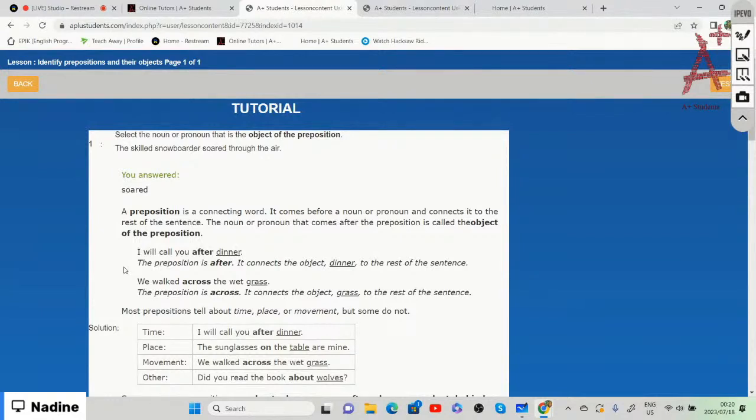So just to recap on prepositions, right? We say that a preposition is a connecting word, right? It comes before a noun or it comes before a pronoun and it connects it to the rest of the sentence. So which means that the preposition connects the noun or pronoun to the rest of the sentence. And the noun or the pronoun, we call that the object of the preposition, right? So that noun or pronoun that comes after the preposition is called the object of preposition.